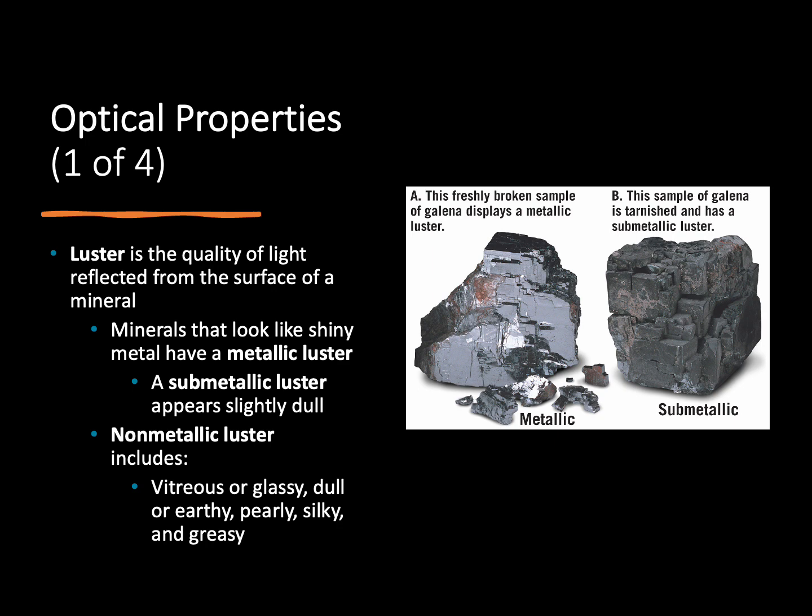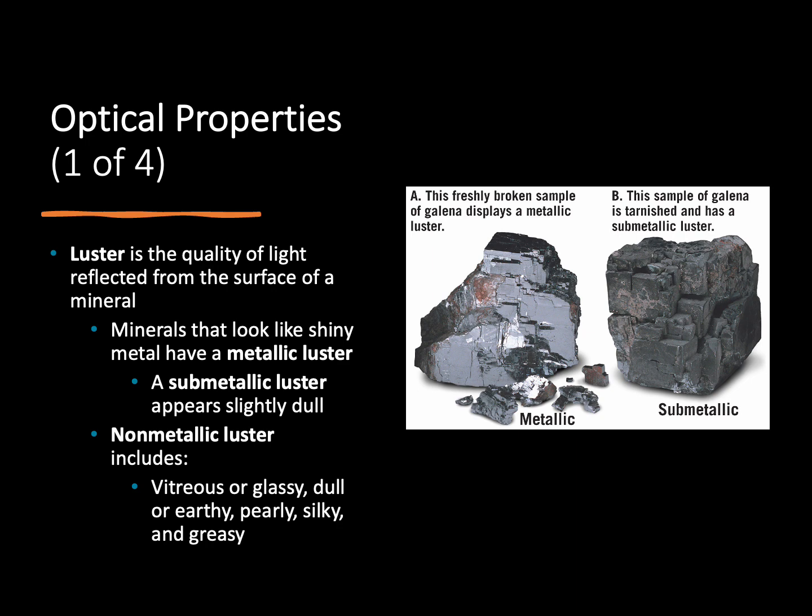There are literally dozens of different types of lusters out there. But the main 2 that we're going to focus on in this course are metallic and non-metallic lusters. Minerals that have a metallic luster look very shiny. They look like a small piece of metal, like something we would want to have jewelry made out of. We can also have a submetallic luster, which is just a subtype of metallic. It's still shiny, but it's not quite as shiny. It's a little bit duller.